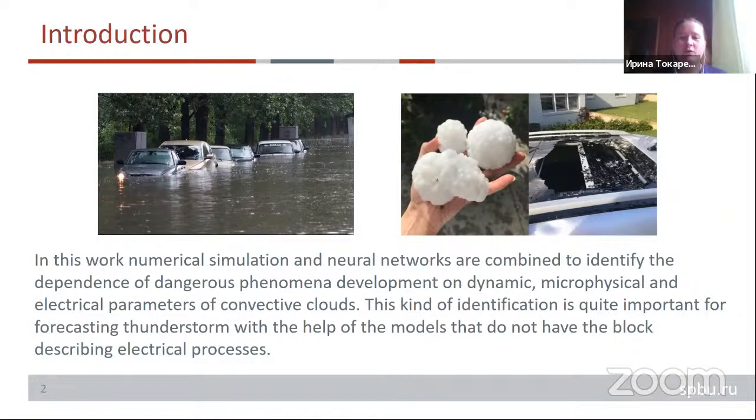Therefore, in this work, we explored the possibility of combining numerical simulation and neural networks to identify the dependence of dangerous convective phenomena development on different convective cloud parameters. This kind of identification is quite important for forecasting thunderstorms with the use of models that do not have a block describing electrical processes.